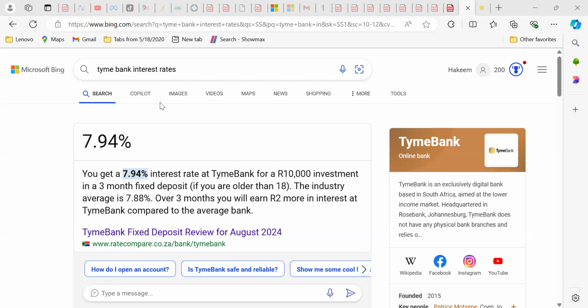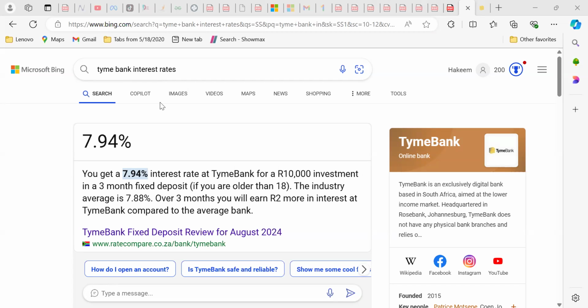So if you open a TymeBank account, this is what they are going to quote you. What is it that they are quoting you? They are saying you get a 7.94 interest rate at TymeBank. And then what is this thing that they've quoted us here? It's an interest rate as a percentage. And whatever it is that they're going to be giving you works this way. They're going to say it's 7.9% per annum.